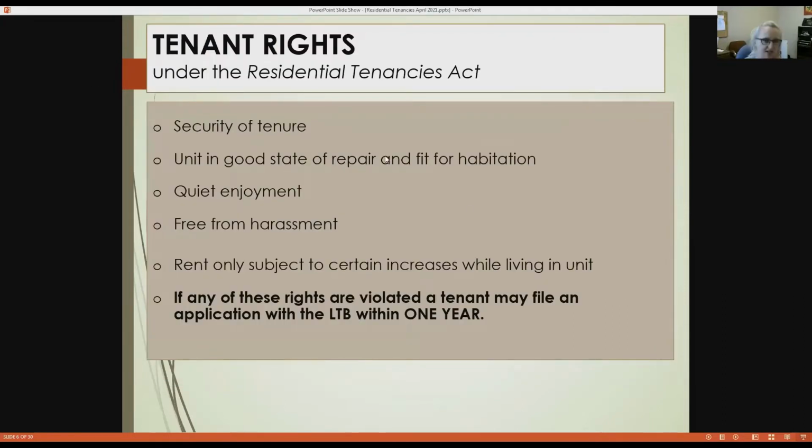So under the Residential Tenancies Act, there are a number of rights that are inherent within that legislation. So with your landlord, you have a right to be free from harassment, to have your unit in a good state of repair. You cannot have the rent increased anytime, and you have the right to quiet enjoyment of your unit. If any of these rights are violated, that could be the subject of an application to the Landlord and Tenant Board.